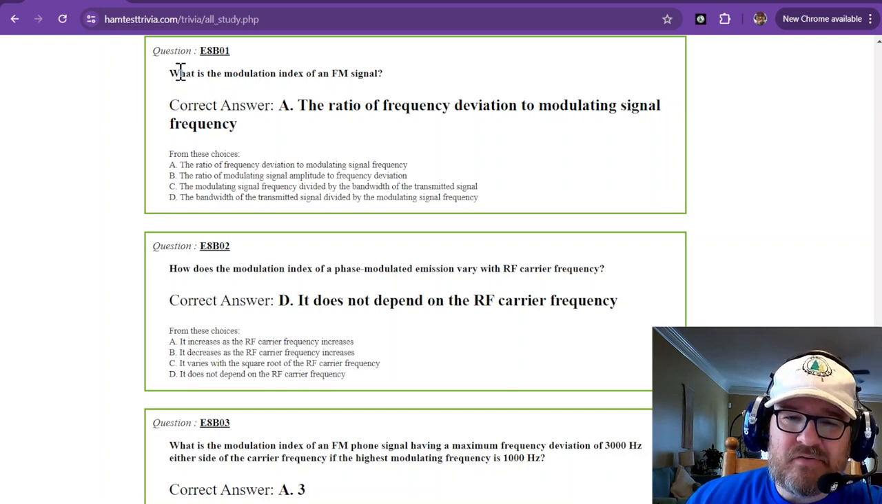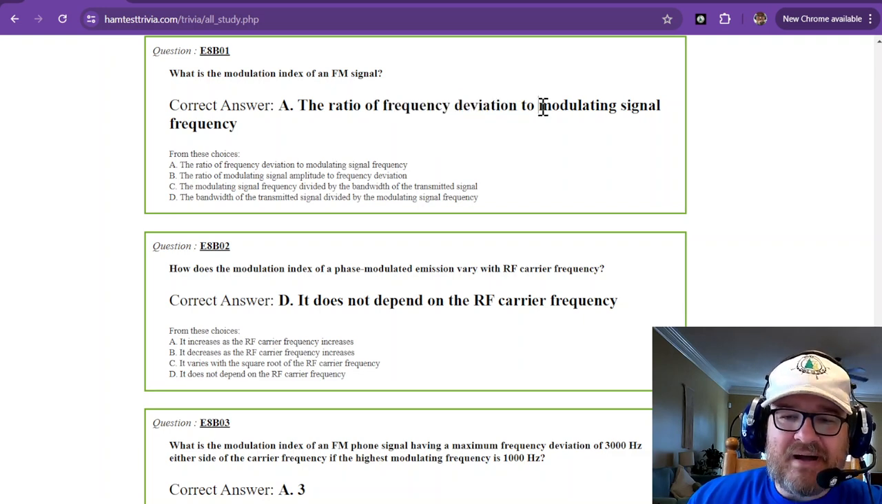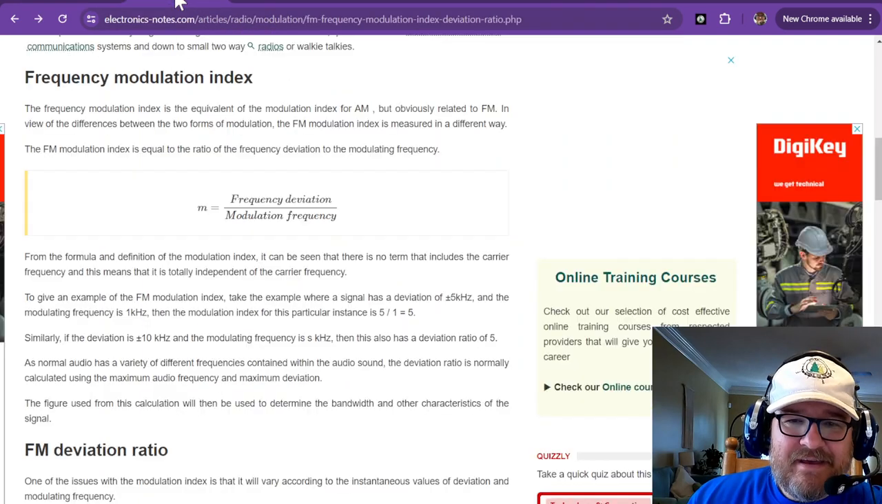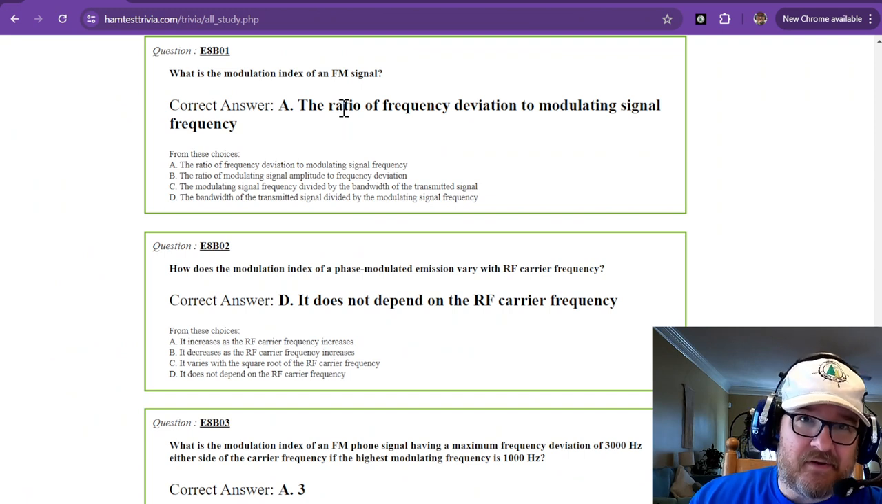Memorization is mostly the key here. What is the modulation index of an FM signal? That is going to be the ratio of frequency deviation to modulating signal frequency. This has nothing to do with the carrier frequency, so keep that in mind. That's one of the answers later on. So the modulation index is frequency deviation divided by the modulation frequency. Do I know what that is? No, I do not. But that's the answer for you to get through.